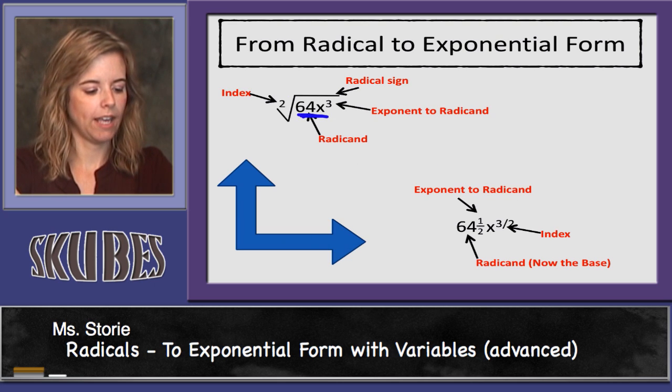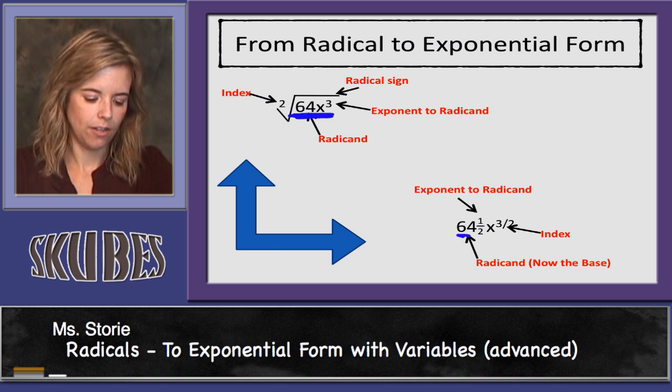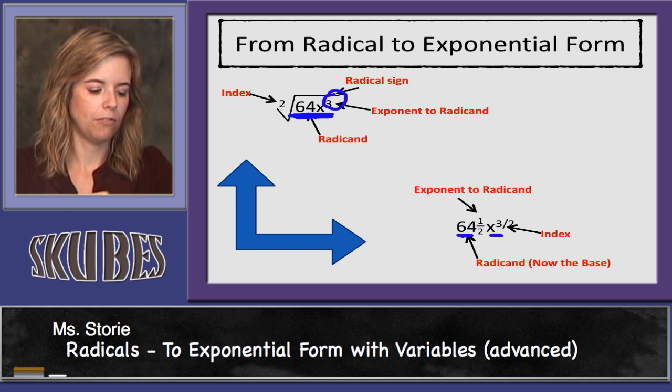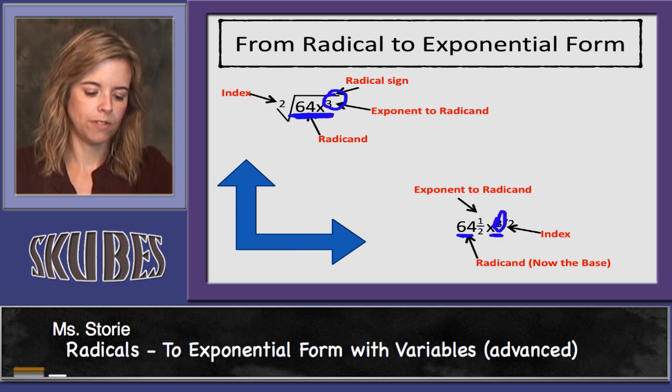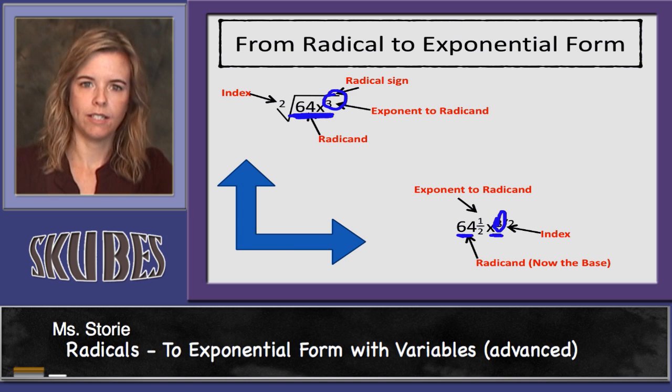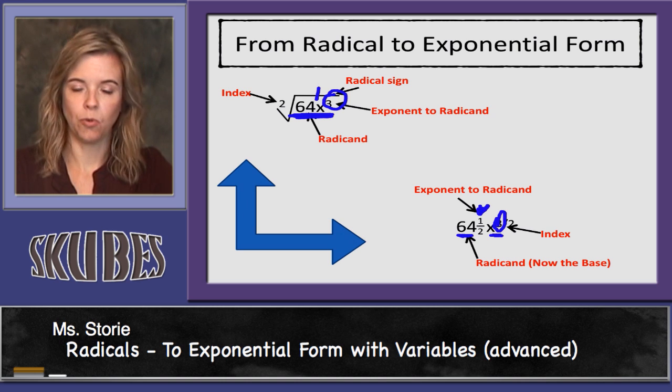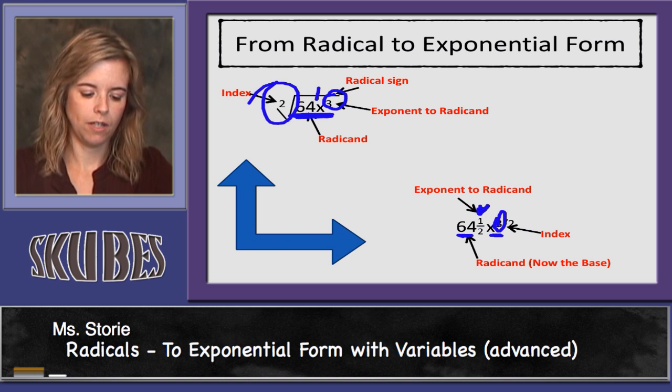Look, here's our radicand of 64 and x with the cubed. 64 and x are our bases. They're still going to be the bases, the big numbers down here. Our exponent of 3 moves to numerator position, but notice the 3 is only attached to the x. It's not attached to the 64. We have an exponent of 1, which is now our numerator. And the index of 2 becomes the denominator on both of them.